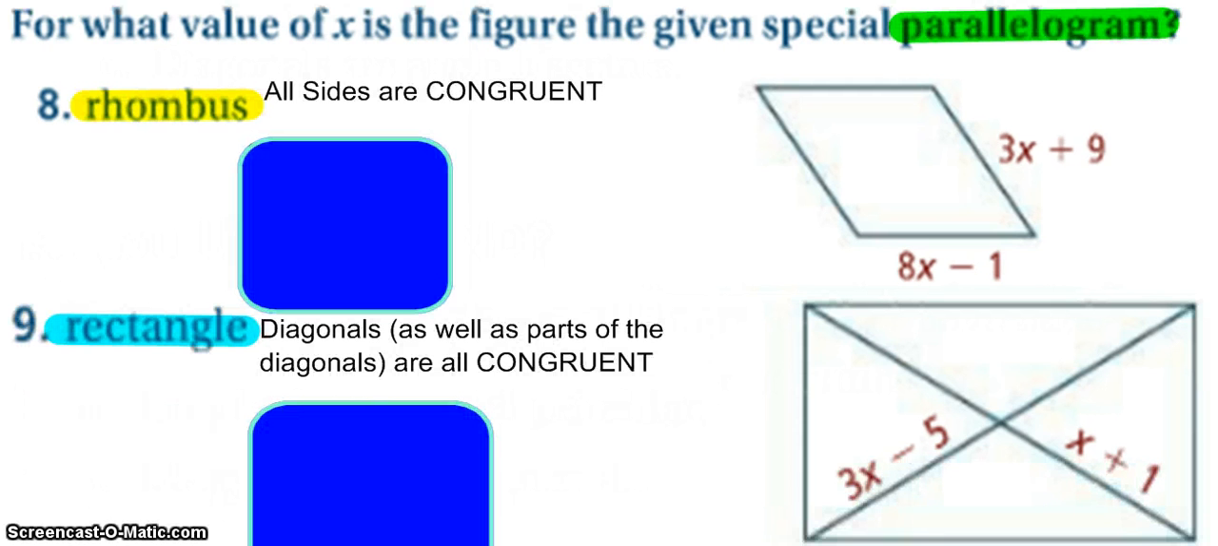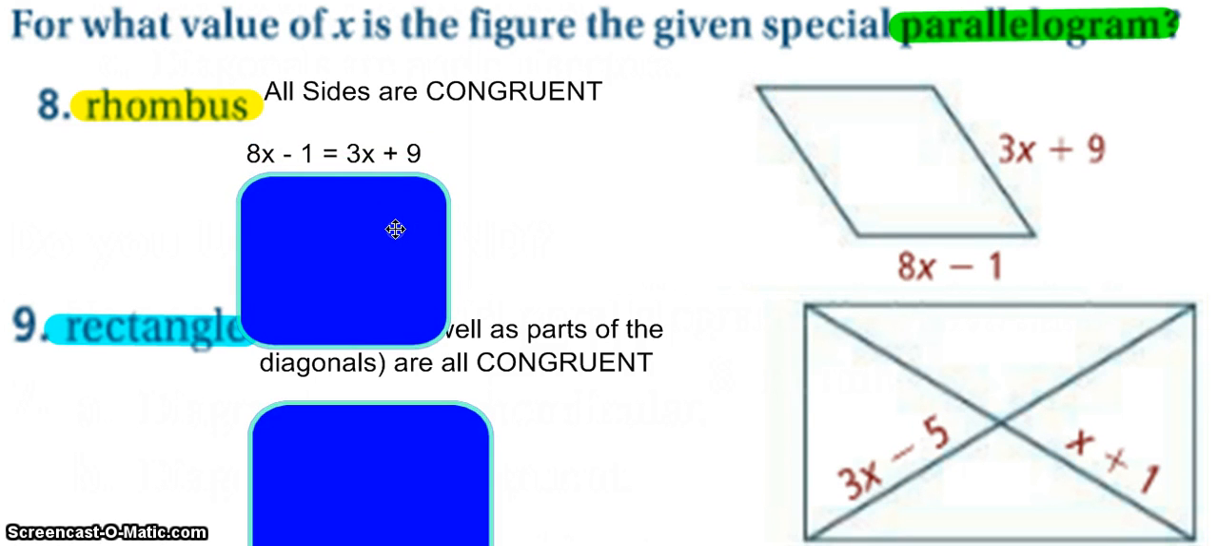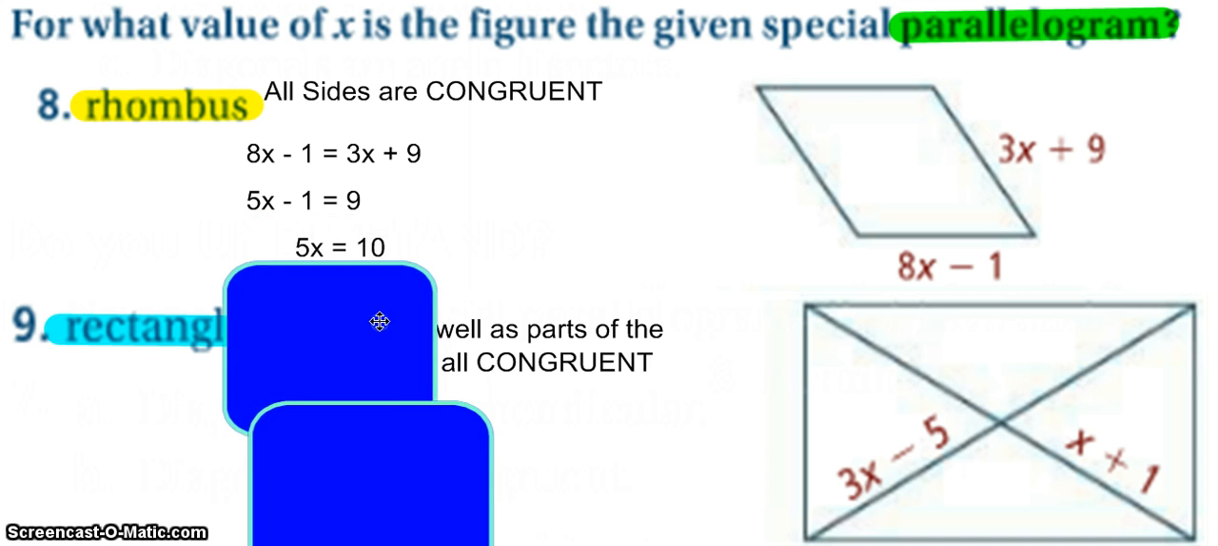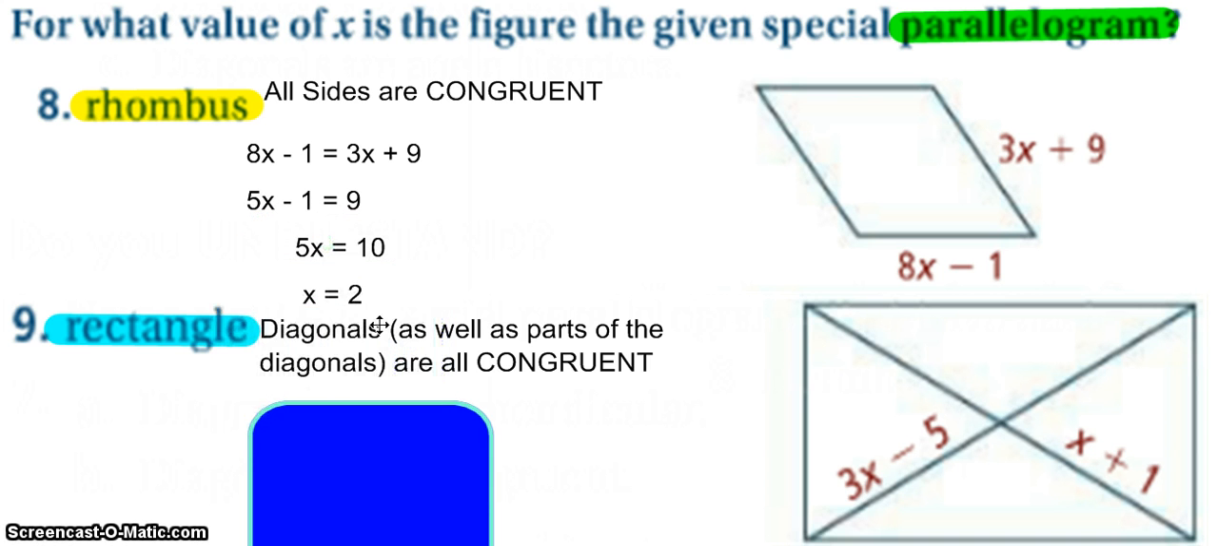Alright, the first thing we want to think about in a rhombus is to be a rhombus, all sides must be congruent. So, therefore, I can take the two sides that I've been given, set them equal to each other. I can subtract 3x from both sides, add 1 to both sides, and find out that my value of x is 2.